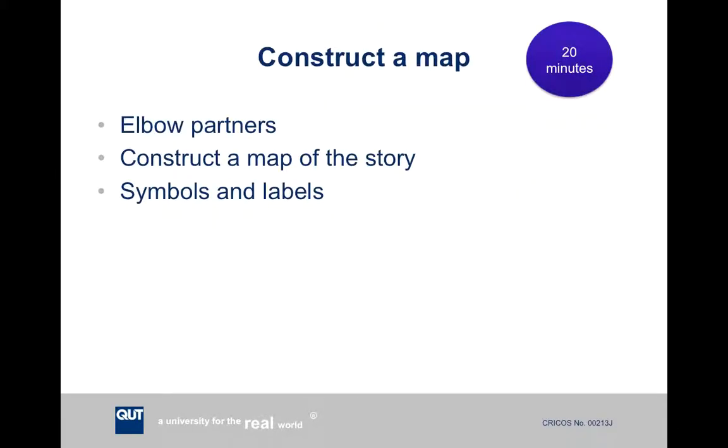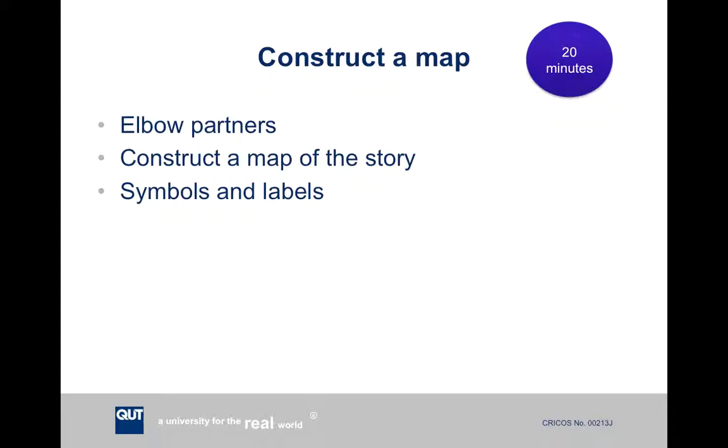Okay, now the last activity that we're going to do in terms of processing the text is to construct a map. Now you're going to work with your elbow partner. So that's the person on either side of you. You're going to go through this story and make a map of where Mulga Bill goes with his bike. And you're going to use symbols and labels. You're going to put a title at the top of your map.